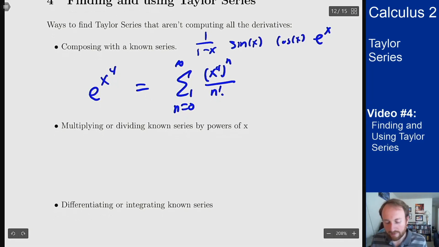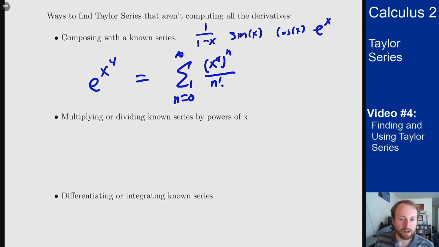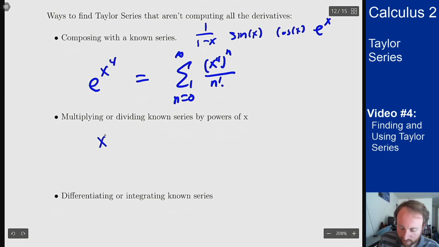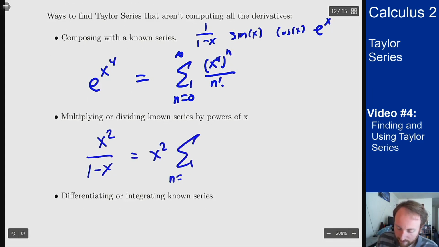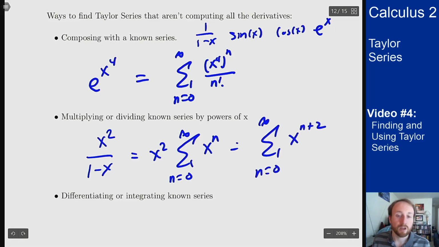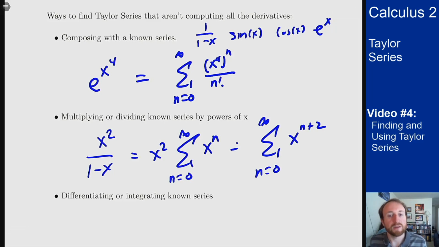We can also multiply and divide known series by powers of x. For instance, I could look at the series for x squared over 1 minus x, and this would give me x squared times the sum from 0 to infinity of x to the n. I can just put that inside. The sum from n equals 0 to infinity of x to the n plus 2 will give me the power series for that function as well, which is also then the Taylor series, because we know this is the same thing.